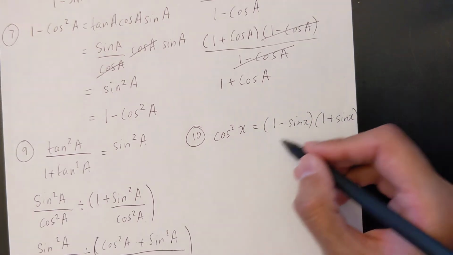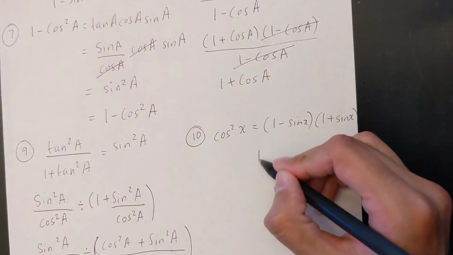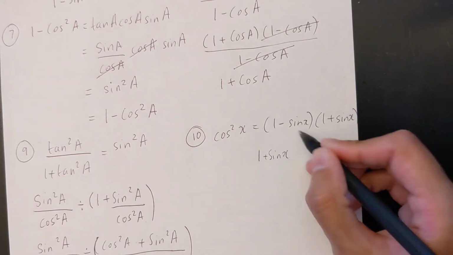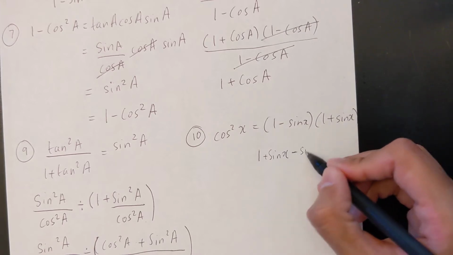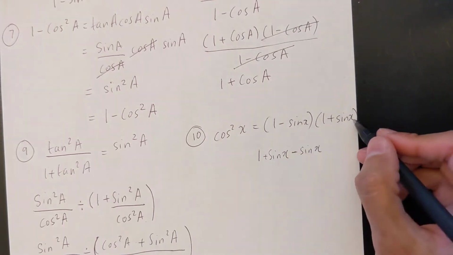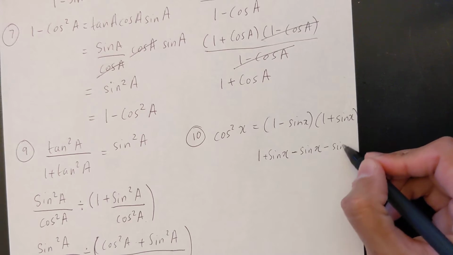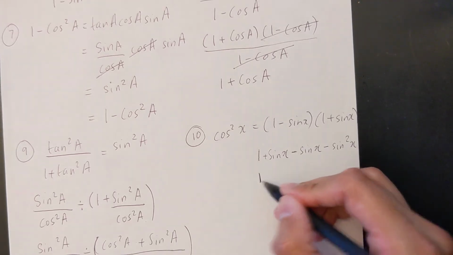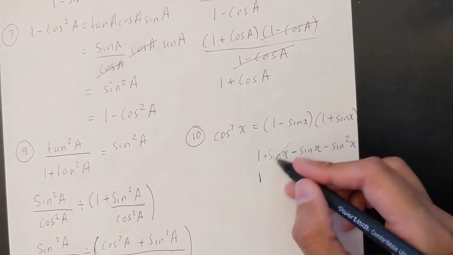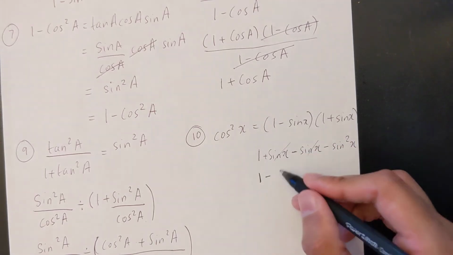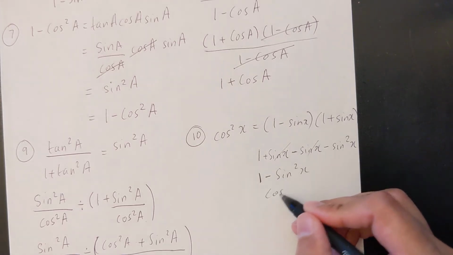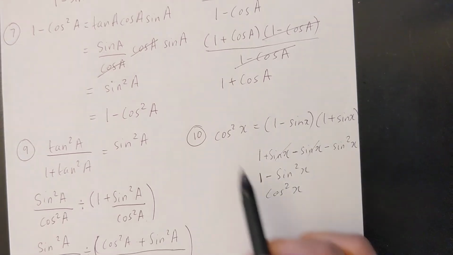So if I'm foiling these two brackets, 1 times 1 is 1. 1 times sine x is plus sine x. Negative sine x times 1 is negative sine x. Negative sine times sine is negative sine square x. I'm going to cancel my like terms in the middle because they just cancel each other off in this case. So I'm left with 1 minus sine square x, which is just cos square x, which is the other side.